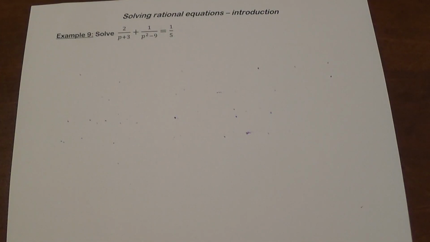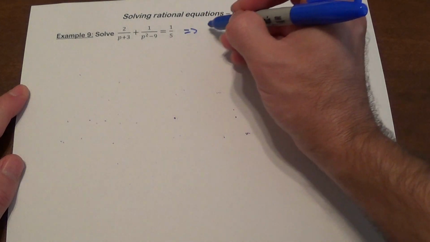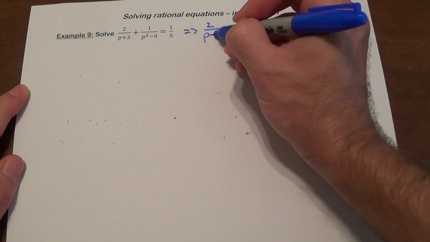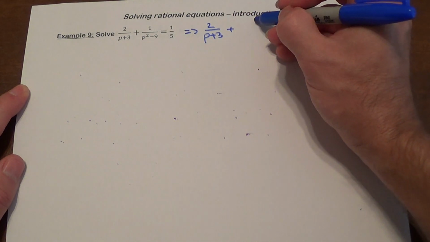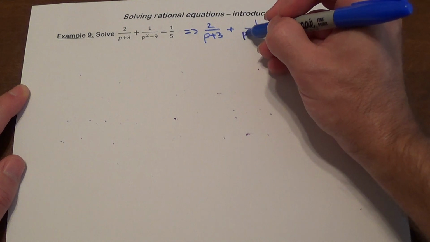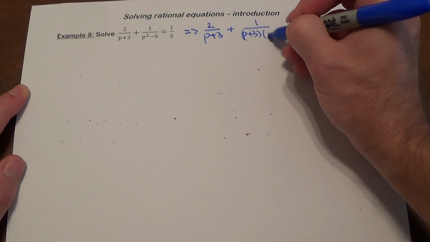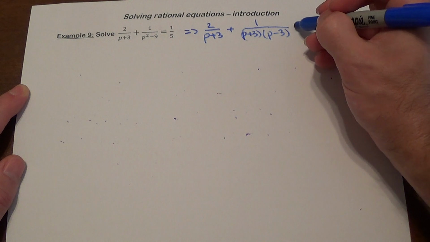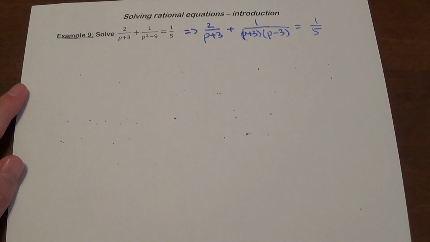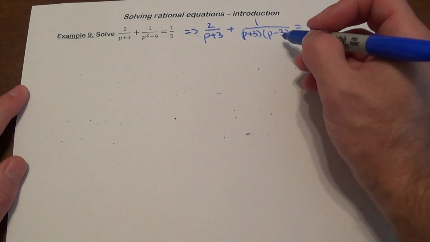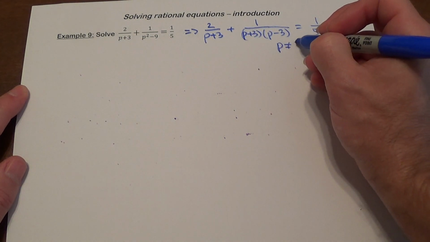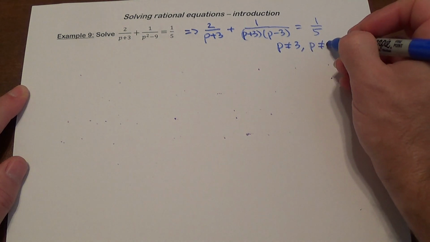Right. Next problem. So here we have to do some factoring before we can even get our excluded values. So let me rewrite that. The first fraction stays intact. The second fraction, p squared minus 9, factors as p plus 3 times p minus 3. That's actually a difference of two squares. And the other side obviously is going to be 1/5. There is no factoring there. So first of all, we recognize that p cannot equal 3 and p cannot equal negative 3.